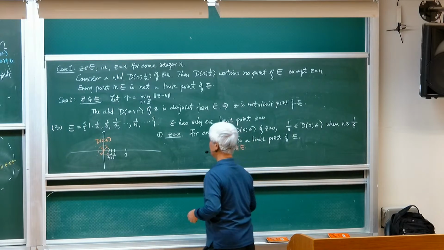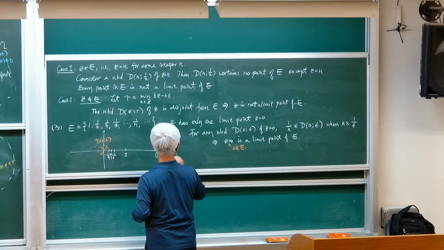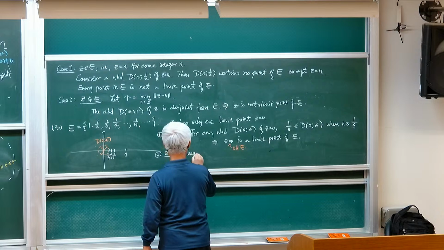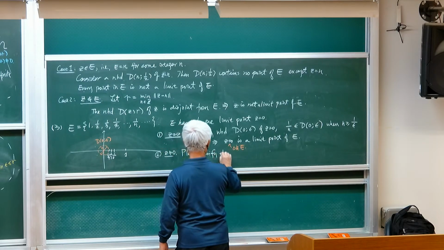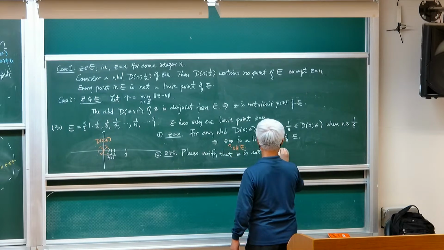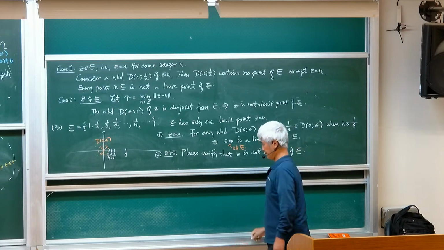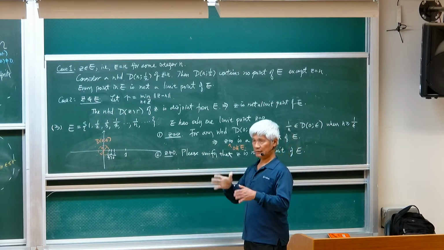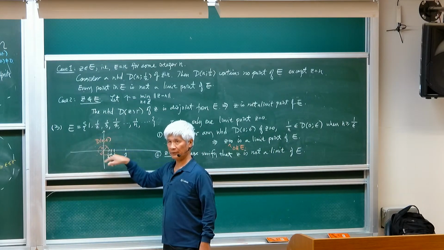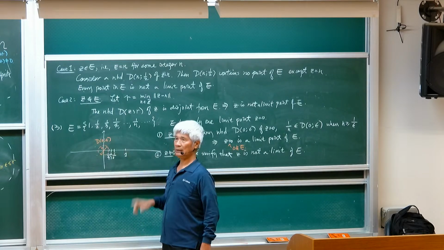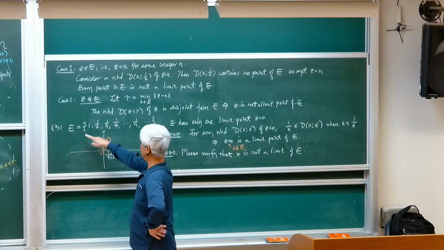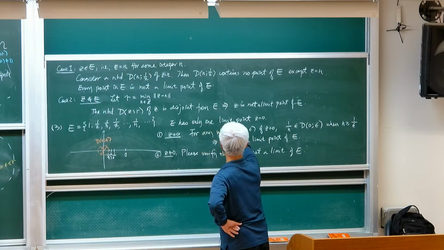And if z is not equal to 0, please verify that z is not a limit point of E. So I ask you to justify that. Except this point, 0, no other points in the complex plane is a limit point of E. So this set E has only one limit point.